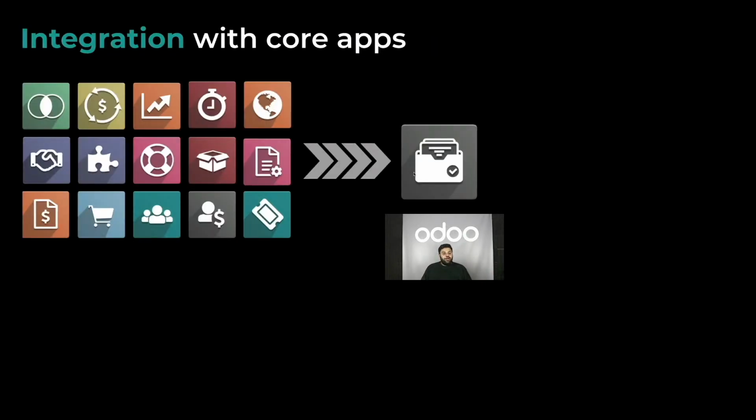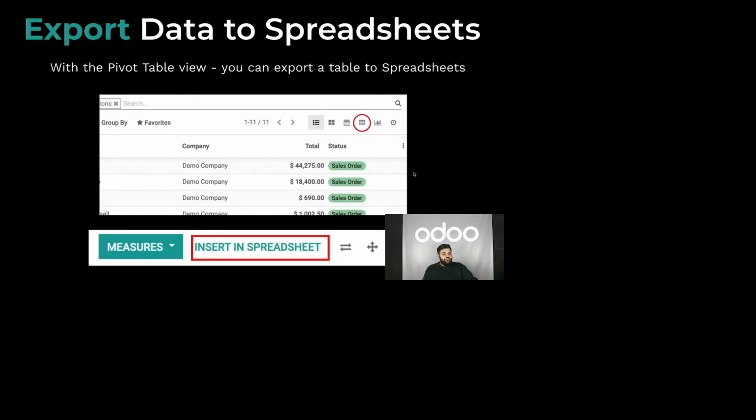So as I mentioned, the core applications of Odoo are linked to the spreadsheets feature. The spreadsheet feature itself sits within the Documents application. So if you go into Documents, that's where all your spreadsheets would be, and it draws data from all your different applications through your Odoo interface. Anywhere where you have the pivot table view, you can actually go ahead and view it and insert that data into Odoo spreadsheets.